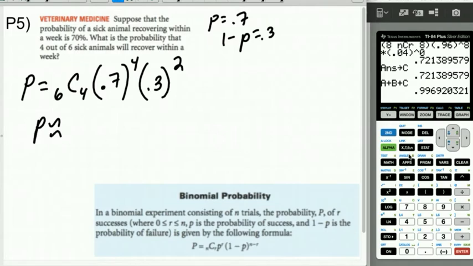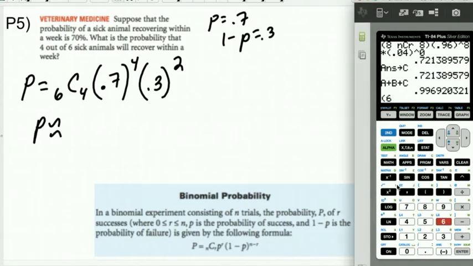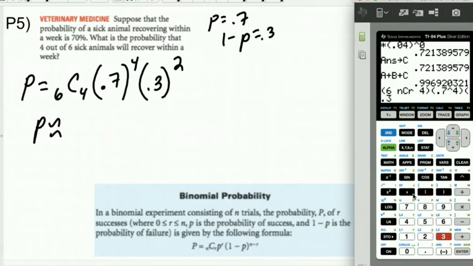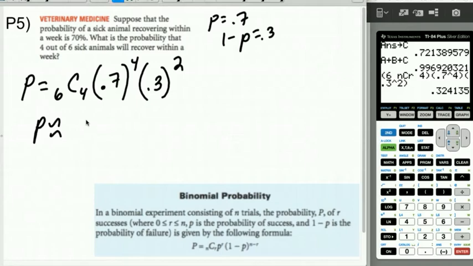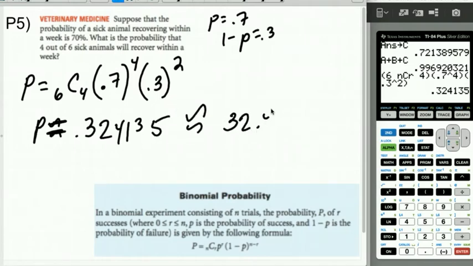So I'm going to go ahead and do 6, math, over to probability, 3, so 6 choose 4. And then we want 0.7 to the 4th, and 0.3 to the 2nd. Go ahead and enter, and I get 0.32413. I don't actually have to approximate that one. That's not rounded the way it is right now. It is approximate when I move it to only 3 places. So 32.413%, or 32.4%, chance that 4 of the 6 animals will recover in a week.